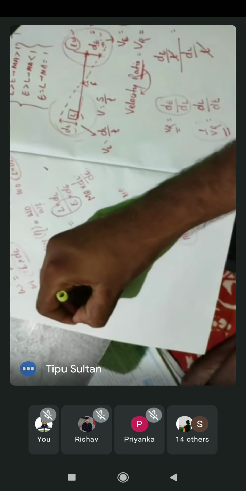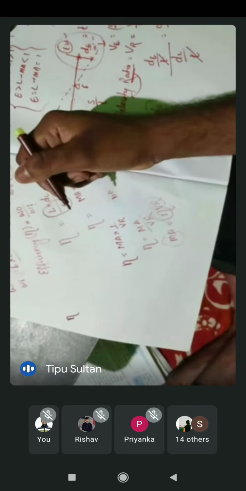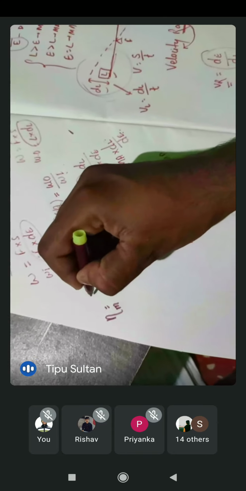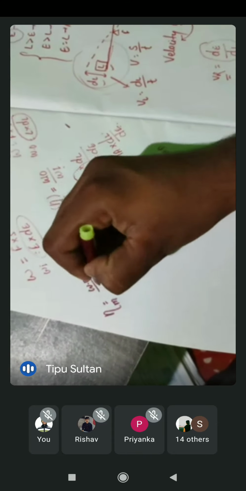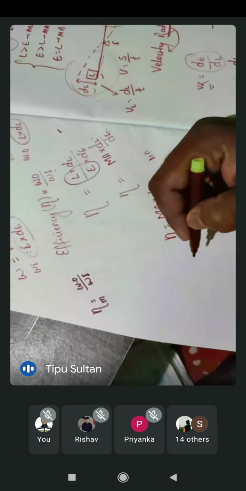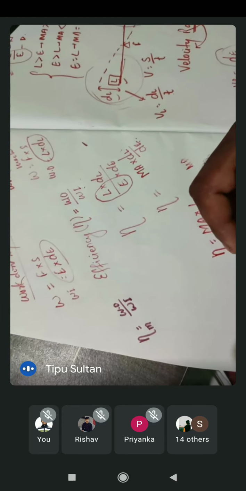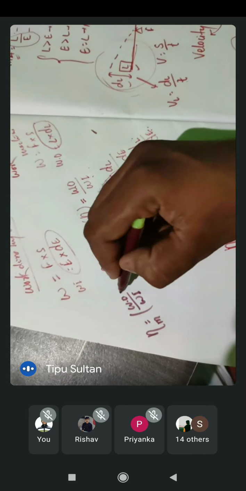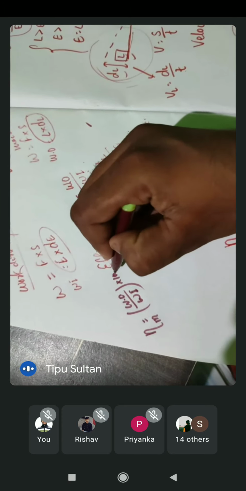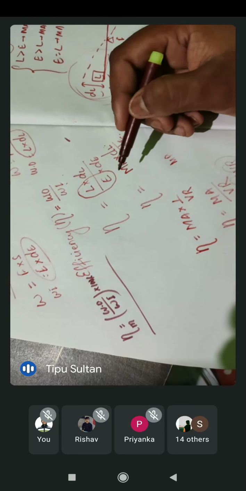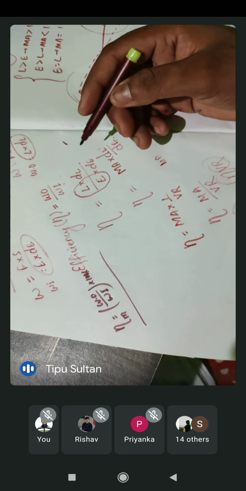Now let's talk a little bit about efficiency, eta. Efficiency of a machine is not represented just like that as work output by work input. Efficiency is always represented in the form of percentage, so that is why we have to multiply it by 100%. Is that clear?